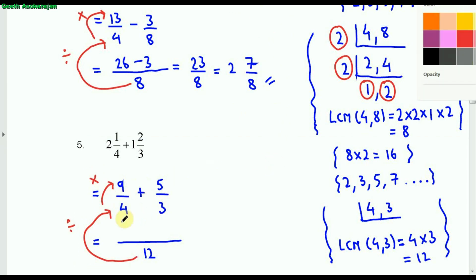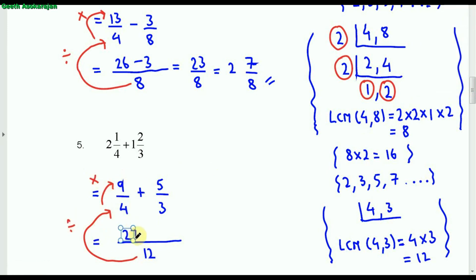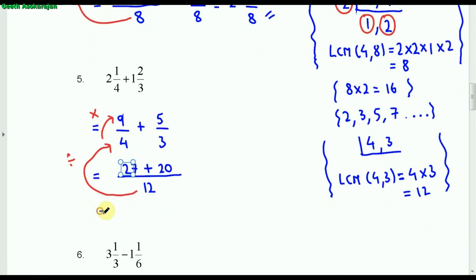So let me revert to blue. 12 divided by 4 is 3. 3 times 9, 27. Plus, so a plus. 12 divided by 3 is 4. 4 times 5 is 20. So if I continue below, 27 plus 20 is 47. So it's 47 over 12.